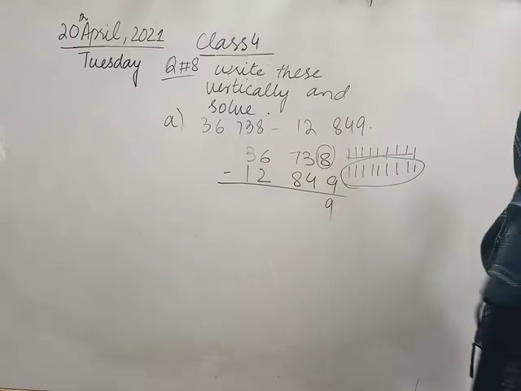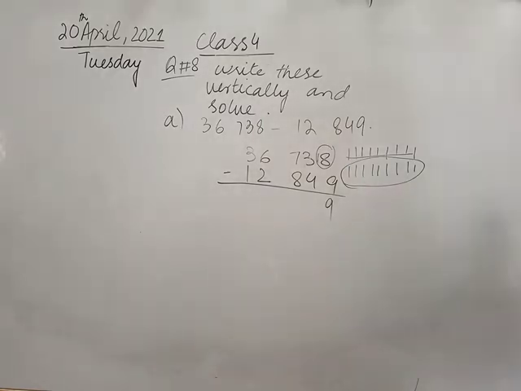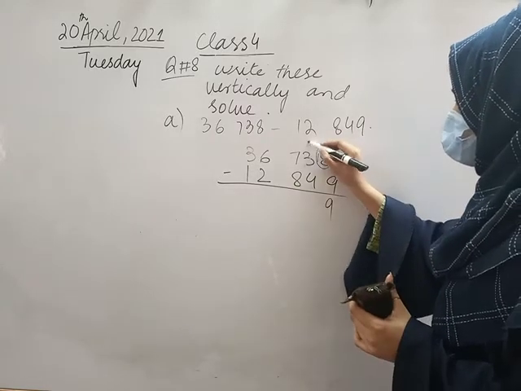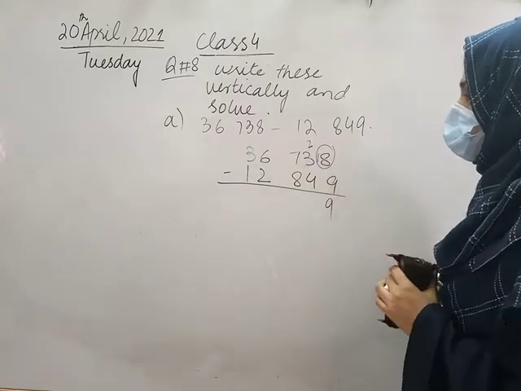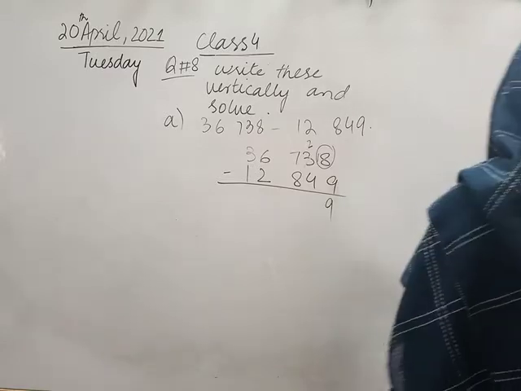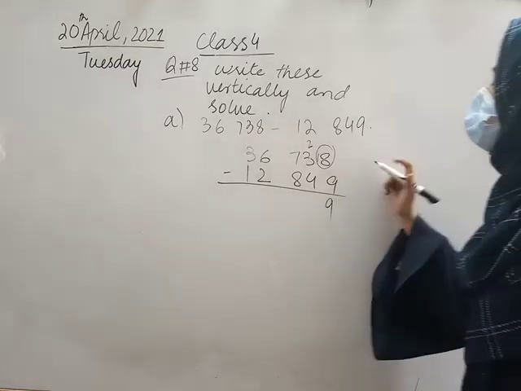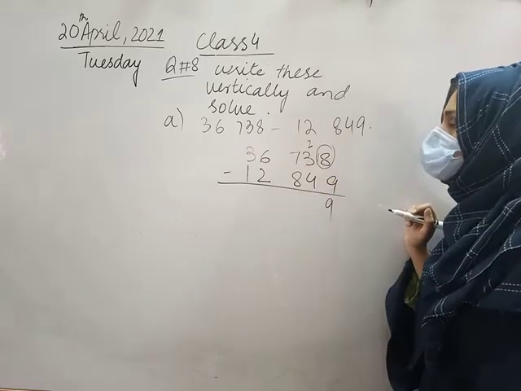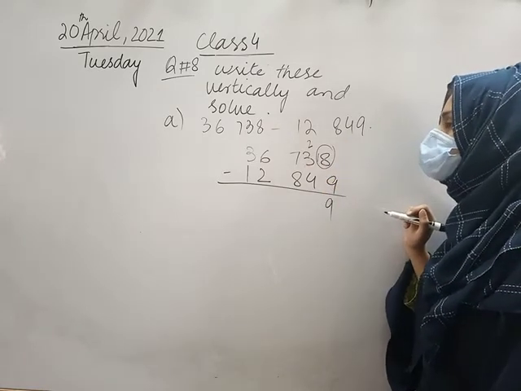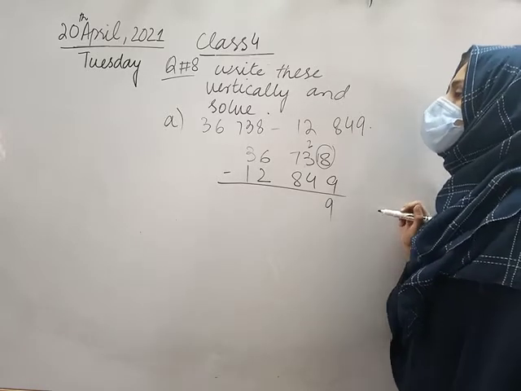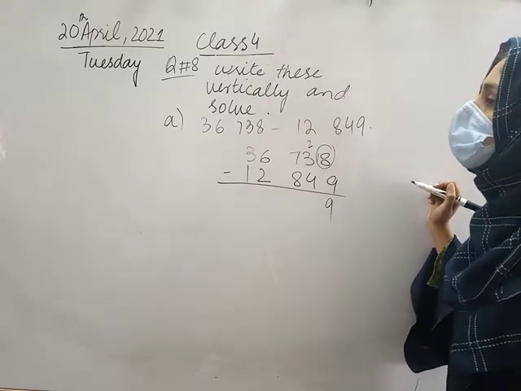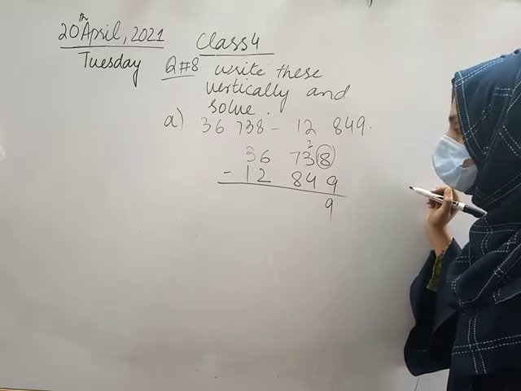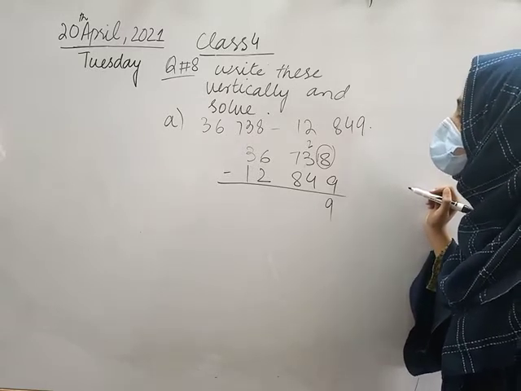If you look, the next number is 2. When we carried from it, what was left here? 2. So again we have 2, and below 2 we have 4. Again it is not possible to subtract 2 minus 4 because the upper value is smaller and the lower value is greater.